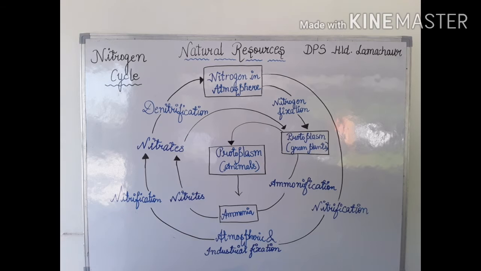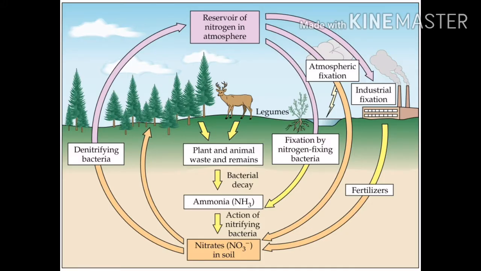And once the animals or plants die, other bacteria in the soil convert the various compounds of nitrogen back into nitrates and nitrites. देखिए, जब animals or plants die, again some bacteria which are present in the soil convert the various nitrogenous compounds back into nitrates and nitrites.